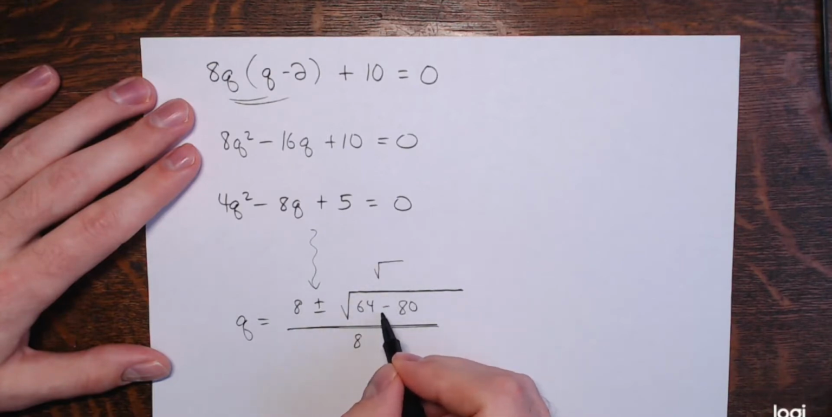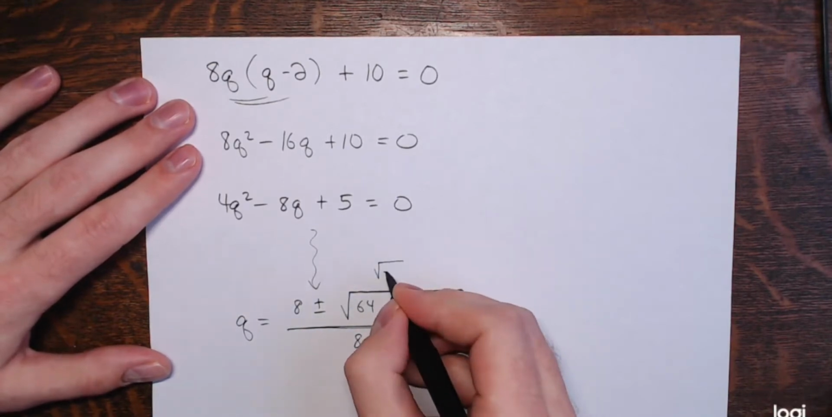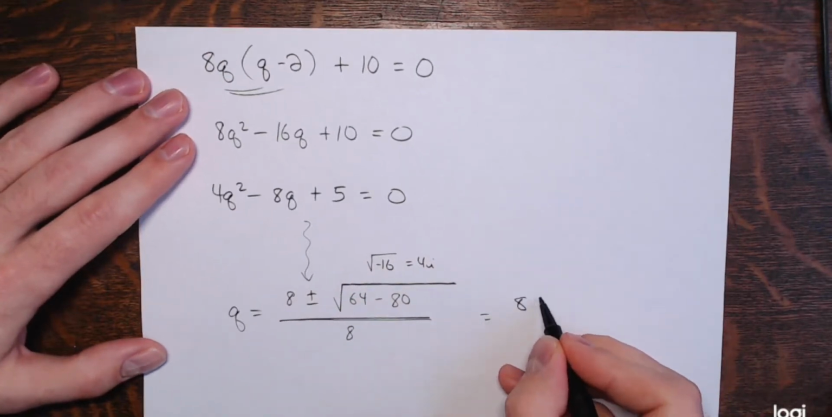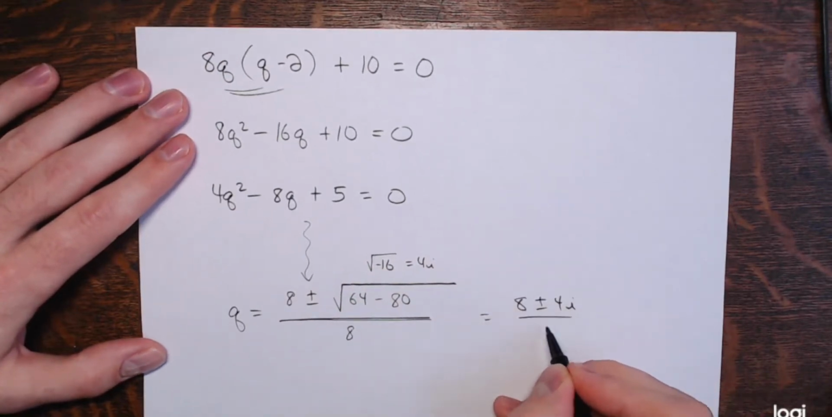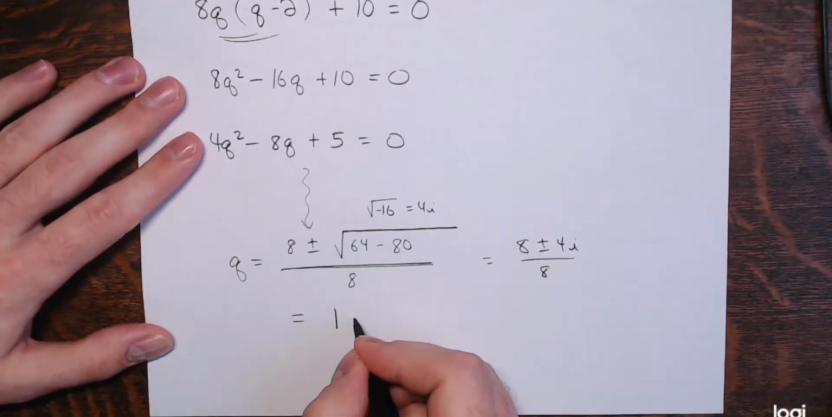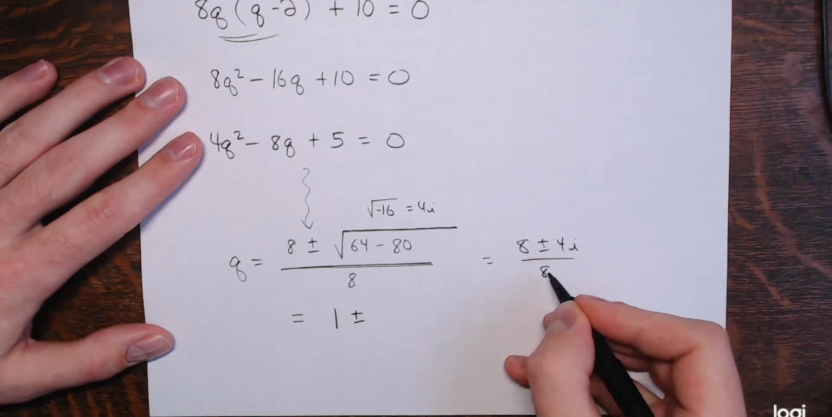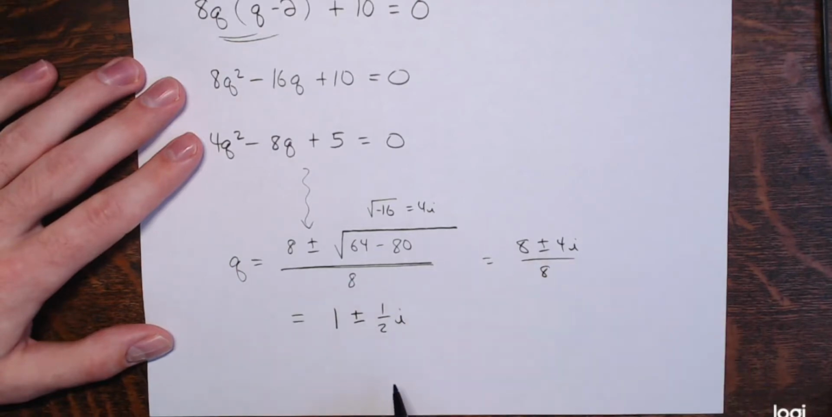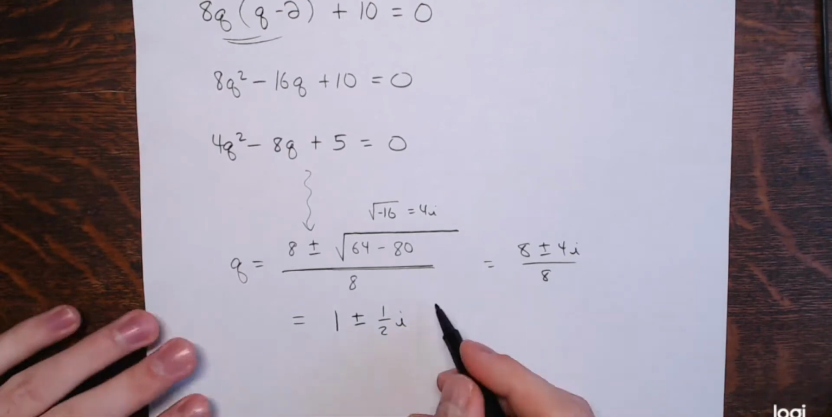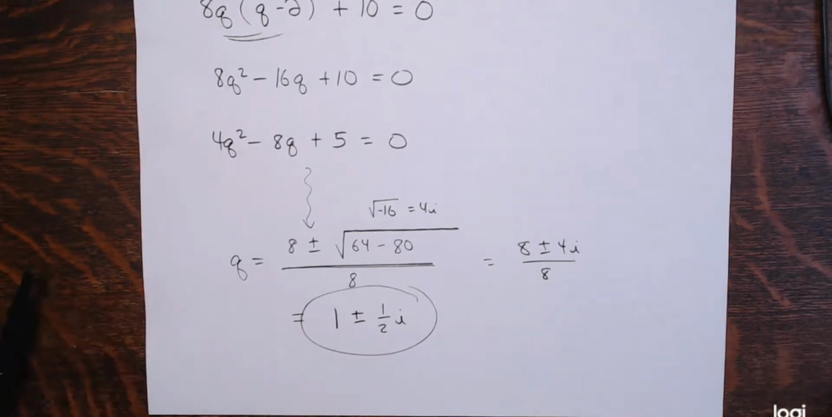64 minus 80 would be negative 16, which is 4i. So we have 8 plus or minus 4i, all divided by 8. If you divide each of those by 8, 8 divided by 8 is 1, plus or minus, and then 4/8 is a half. So you have 1 plus half i, 1 minus half i. Those are the solutions of this equation. And again, you can check by plugging them in and working it out by hand, but I'll leave that to you.